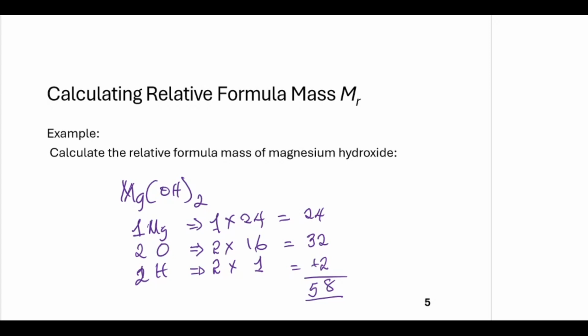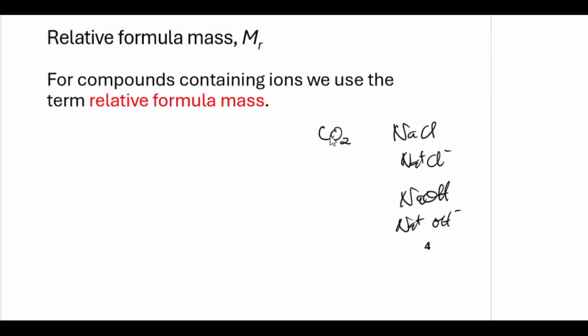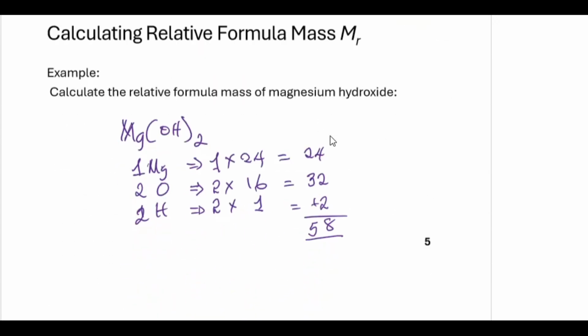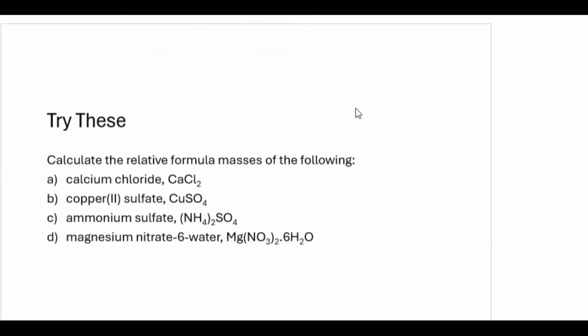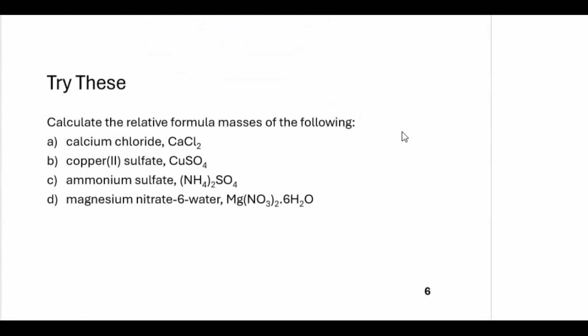Let's look at it again. So 4 plus 2, that is 6, plus 2, that's 8. 5 plus 2 plus 3, that's 5. So it is 58. Okay, so that is how to calculate relative formula mass and relative molecular mass. As I said, they are just the same thing, the same way of doing the calculation, and even the symbol is the same. So I have these questions for you.